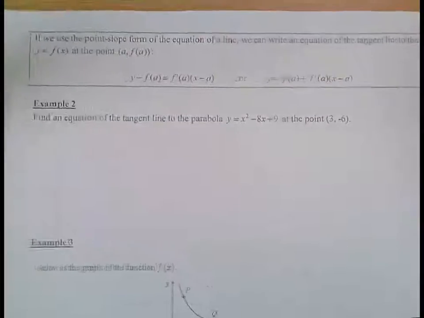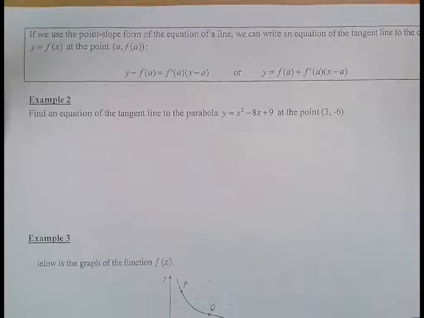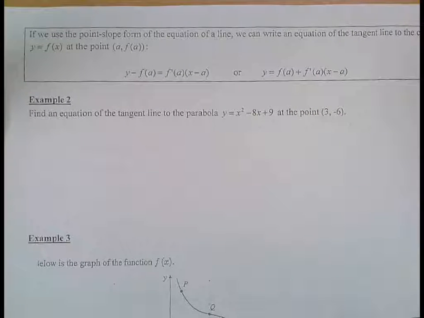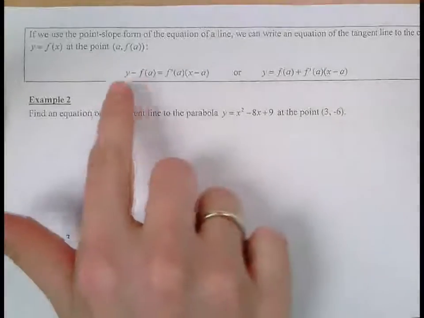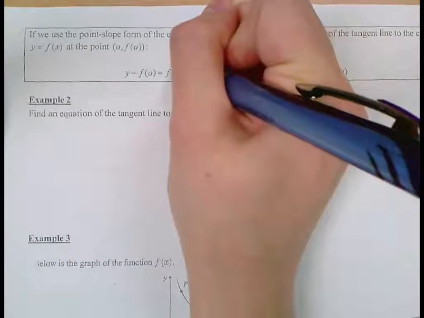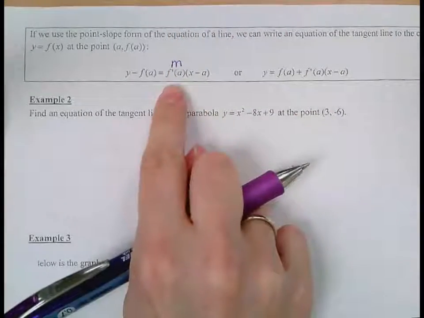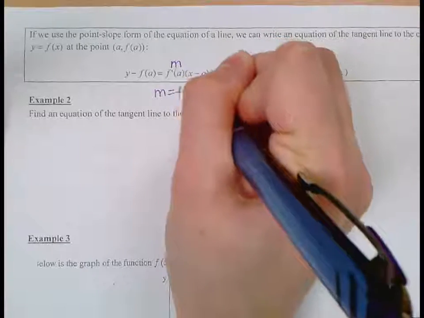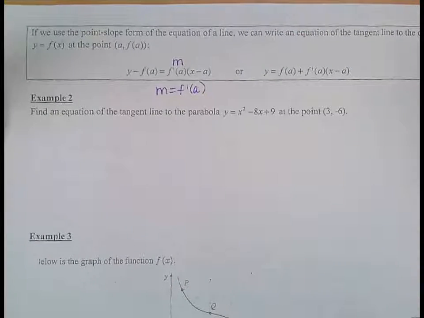So I included on the back at the top, if we use the point slope form of the equation of a line. So this shouldn't be anything you're memorizing, it's just when you're writing the equation of a tangent line. We can write the equation of a tangent line to the curve y equals f of x at the point a, f of a. This would be the point slope form. So all that's in place of your slope m is f prime of a. So it's just making you realize the slope of the tangent line is the derivative of f at a.